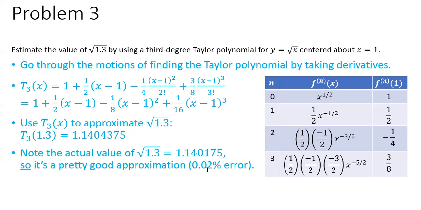I say pretty good, but it really depends on the application. If you need even less error than this, then it's a bad approximation, so you probably need a higher degree Taylor polynomial to get a better approximation. It depends on the application and how precise you need it.